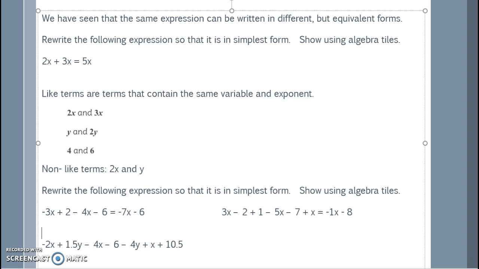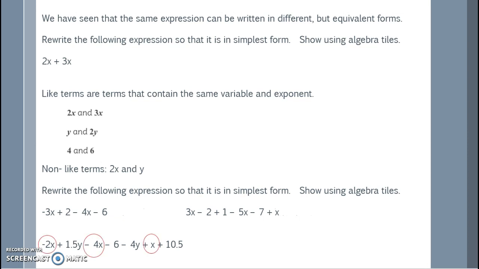So at this point, after you've done many different examples with whole numbers, students should be able to see that we can group some of the common terms together, such as negative 2x minus 4x plus x. So negative 2 minus 4 will give us negative 6, plus 1 should give us negative 5x. Then let's look at our y's. I have 1 and 5/10 y minus 4y gives us a negative 2 and 5/10 y. And then finally, we can combine our whole number pieces. So negative 6 plus 10 and 5/10 gives us a positive 4.5, or 4 and 5/10.